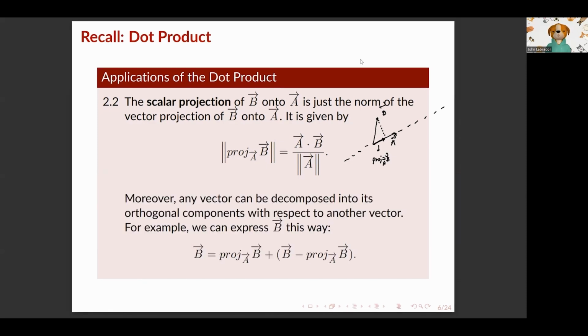Moreover, any vector can be decomposed into its orthogonal components with respect to another vector. Here, for example, we can express vector B as the vector projection of B onto A and the difference of vector B with its vector projection of B onto A right here. You can see they are orthogonal to one another. So we can express vector B as the sum of these two. Okay, that would be it for the dot product.